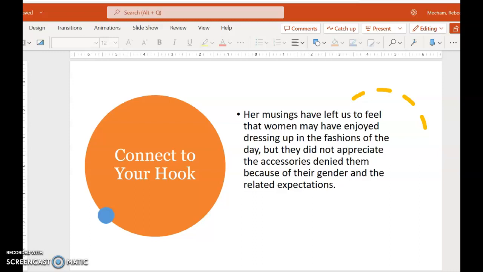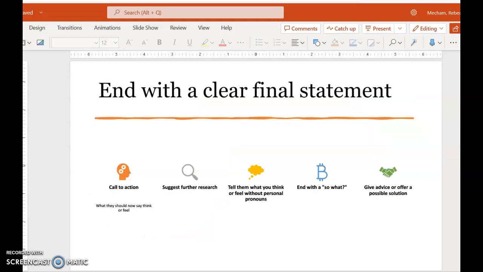So yeah, like I said, I haven't written this paper, so I don't know how I would do that, but you just want to kind of remind your reader, hey, remember I started out talking about this. I'm going to give you some closure about this now and bring that up again, okay? And then the most important part is ending with a clear final statement.